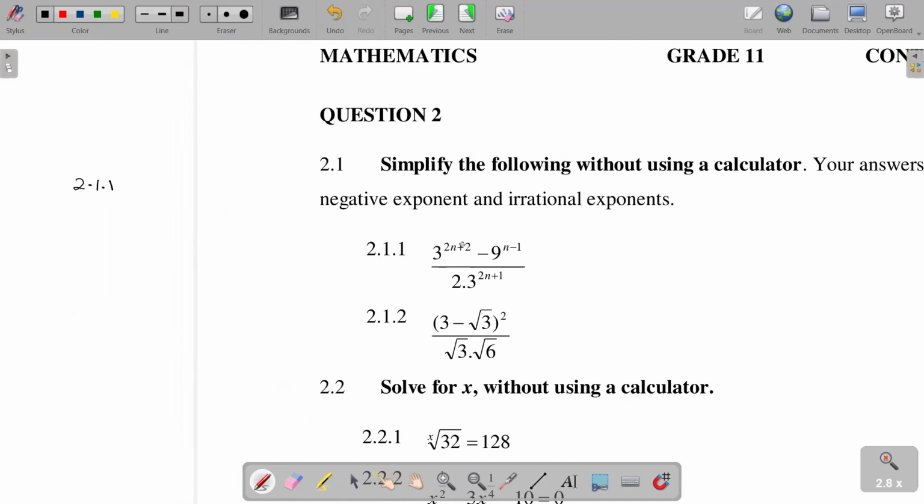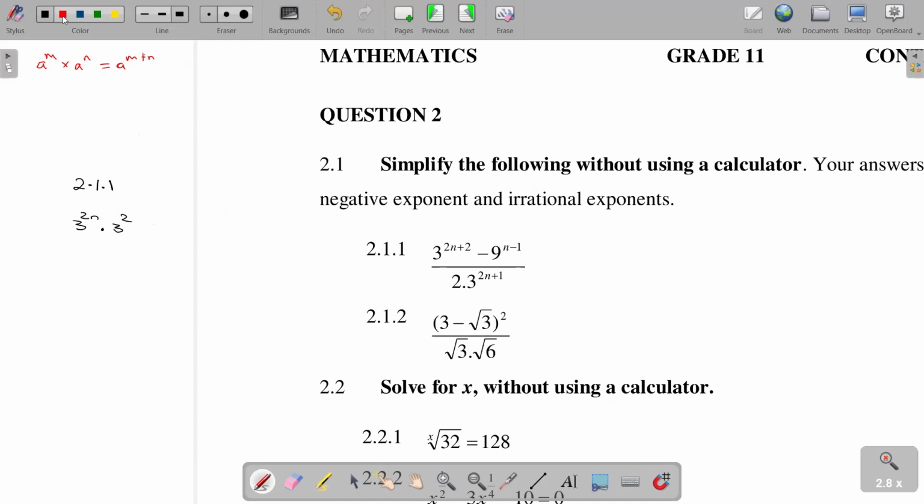So the first law that we are going to use is: if you are given a to the power m multiplied by a to the power n, we have to add the powers. It becomes a to the power m plus n. So it means this first term can be written as 3 to the power 2n multiplied by 3 to the power 2.